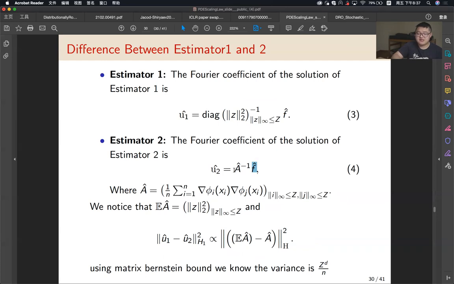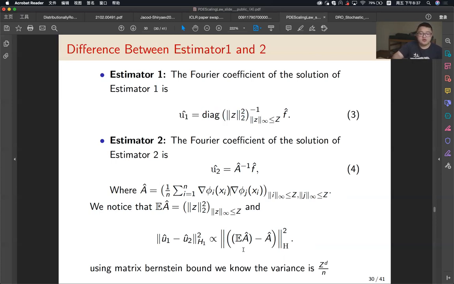The matrix I invert here is actually an empirical version of my gradients. So if you look at this matrix in expectation, it will become this one, because this is the empirical version of the Gram matrix of the gradients of the Fourier basis. If you write it down in the population sense, then you will get this one, right?